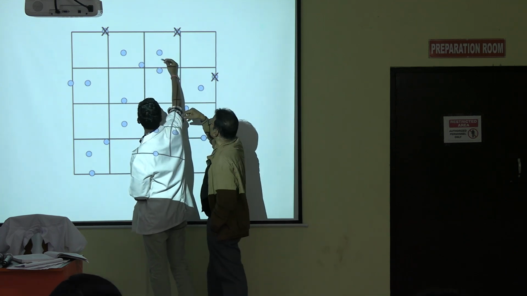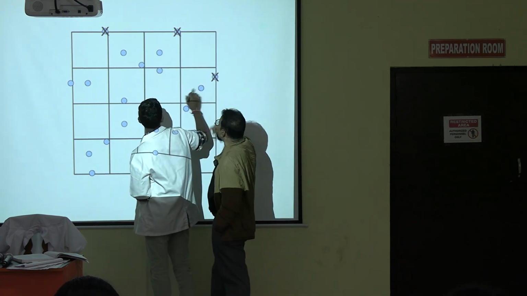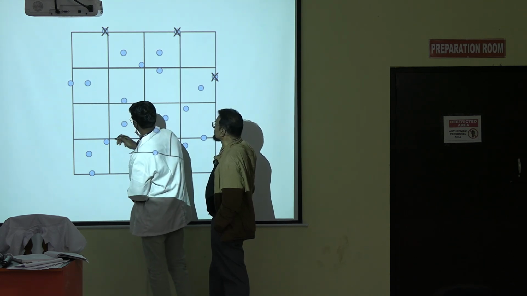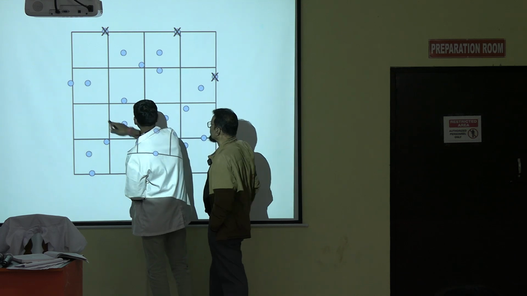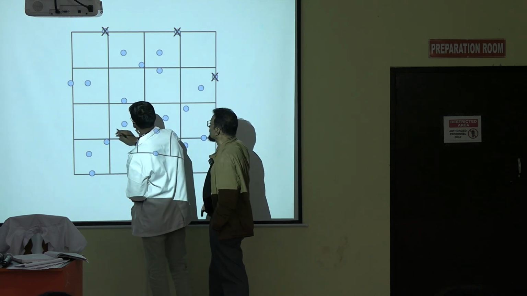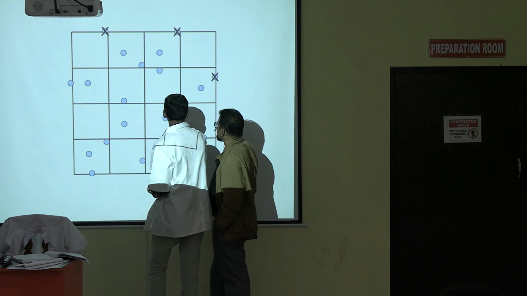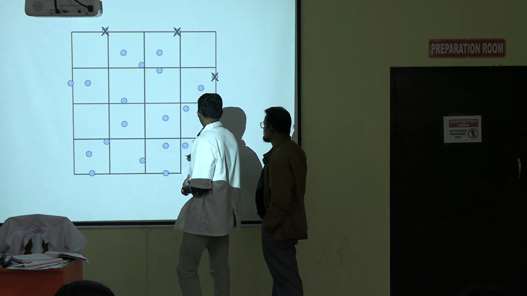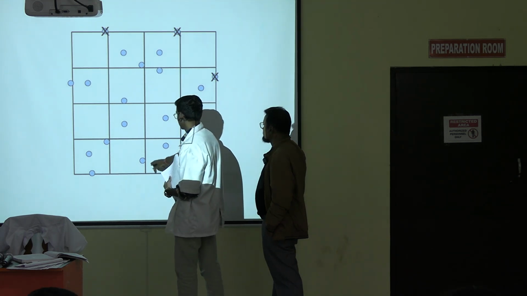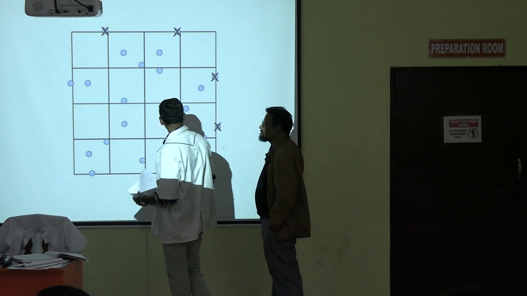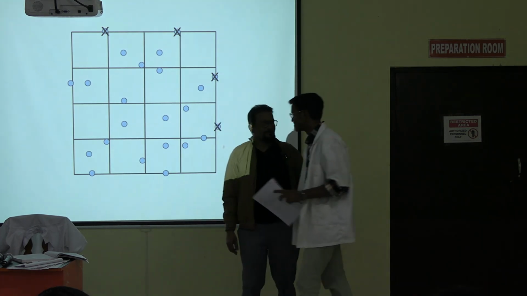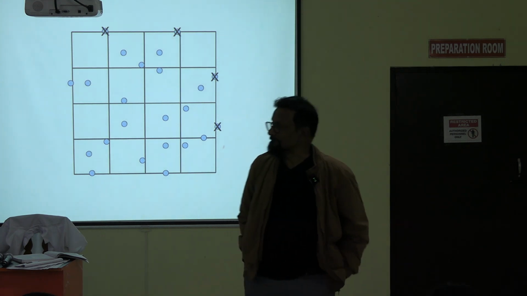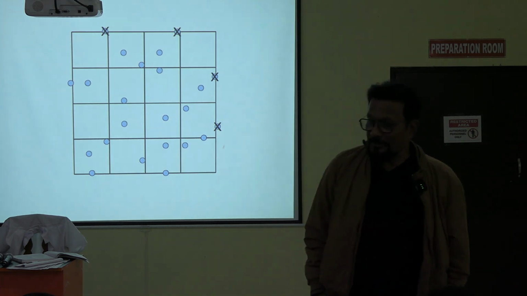1, 2, 3, 4, 5, 6, 7, 8, 9. What about this? 10, 11, 12, 13, 14, 15, 16, 17, 18, 19. Now you are convinced. Sir, I had not counted. So there are how many cells? 19. Yes. Okay.